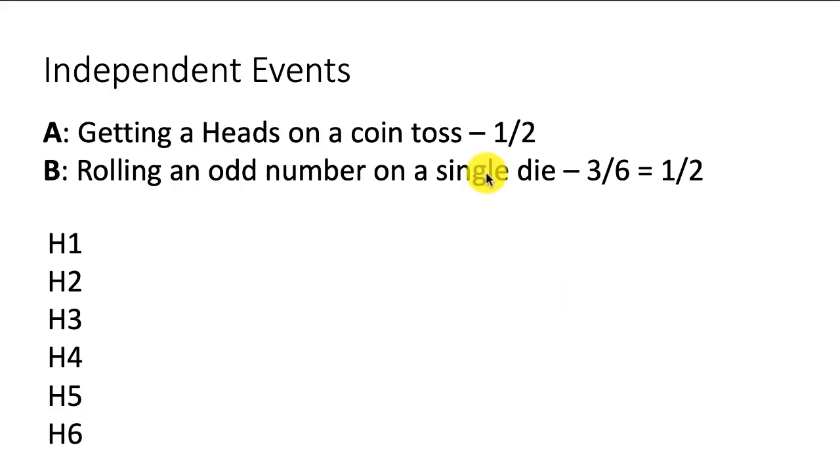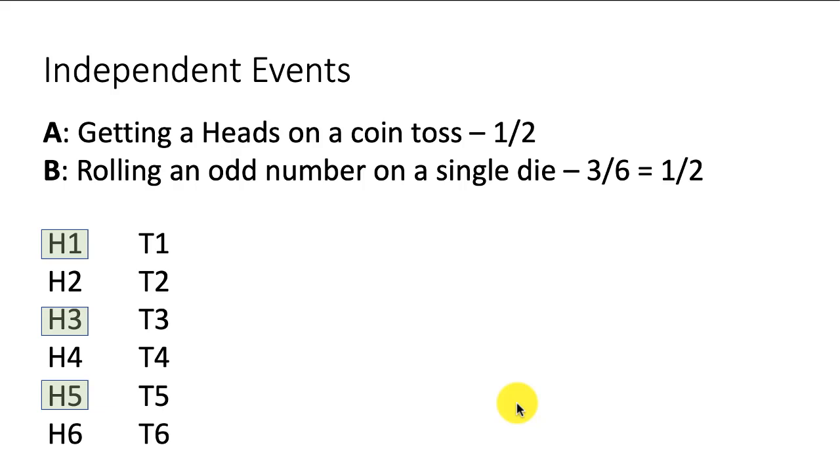Okay, so now let's enumerate all the possibilities. Of course, the possibilities are still the same. When you toss a coin and roll a die, you can get these 12 possibilities. Out of these, how many satisfy the condition of A and B? So heads is all here and odd numbers are here. So these are the three favorable outcomes for this joint occurrence of both of these events.